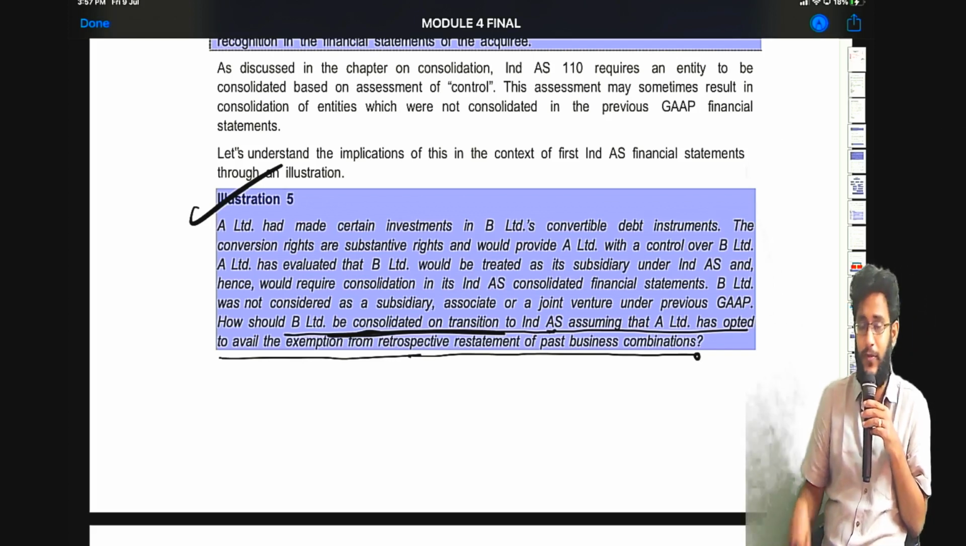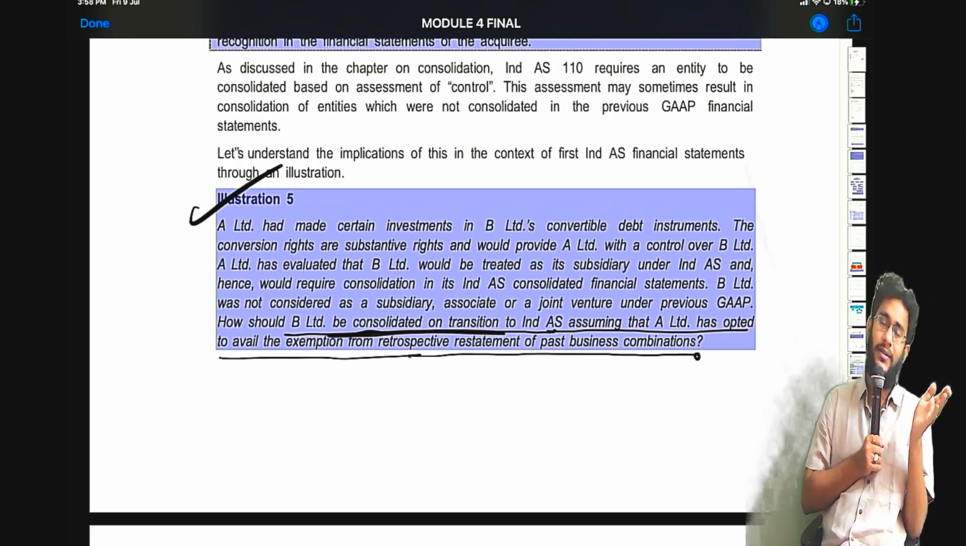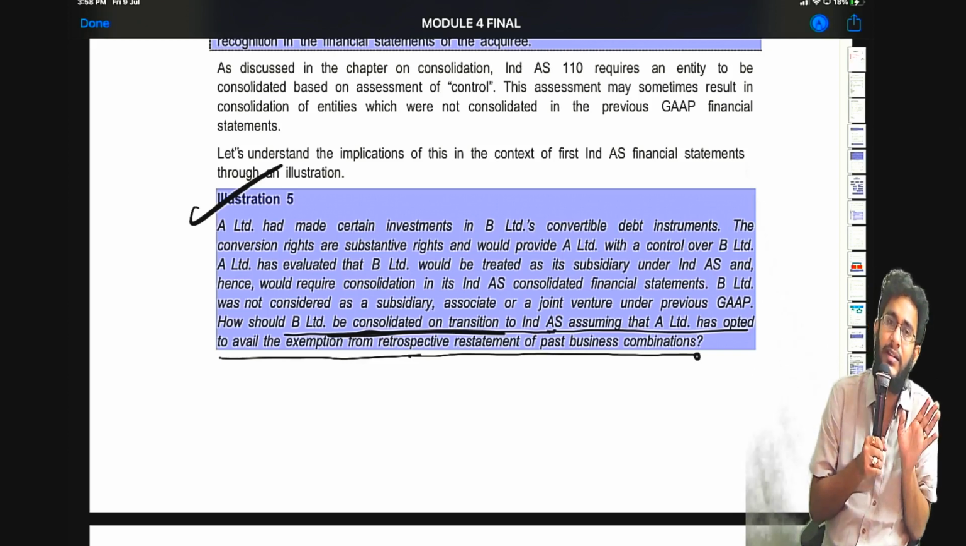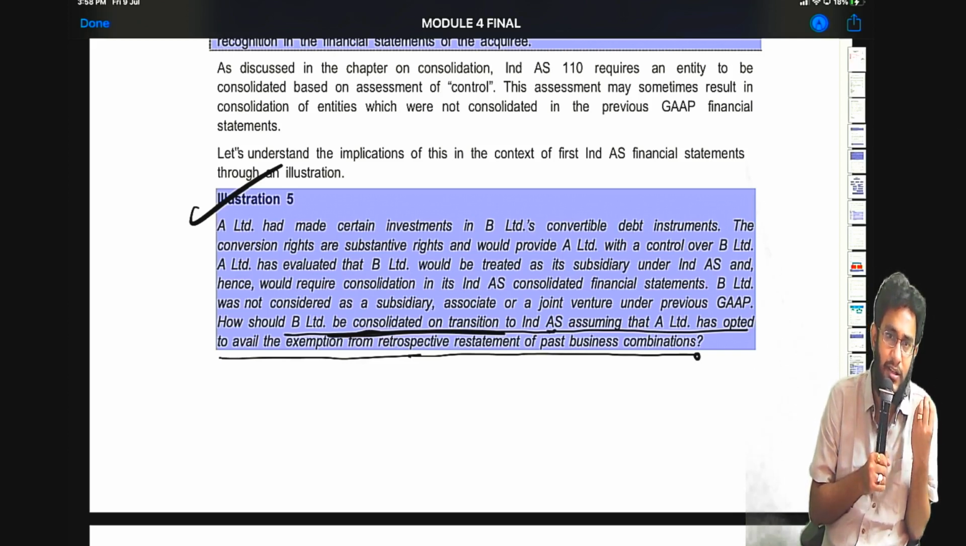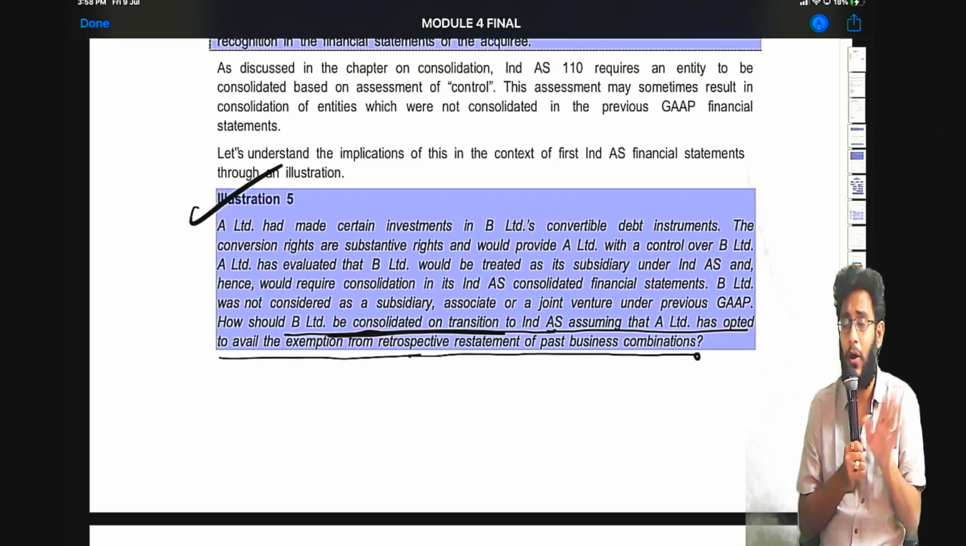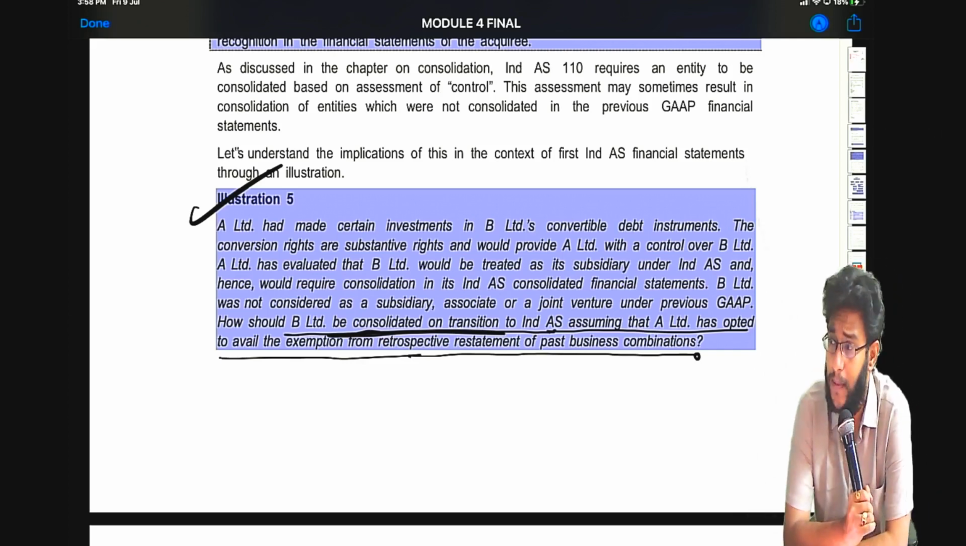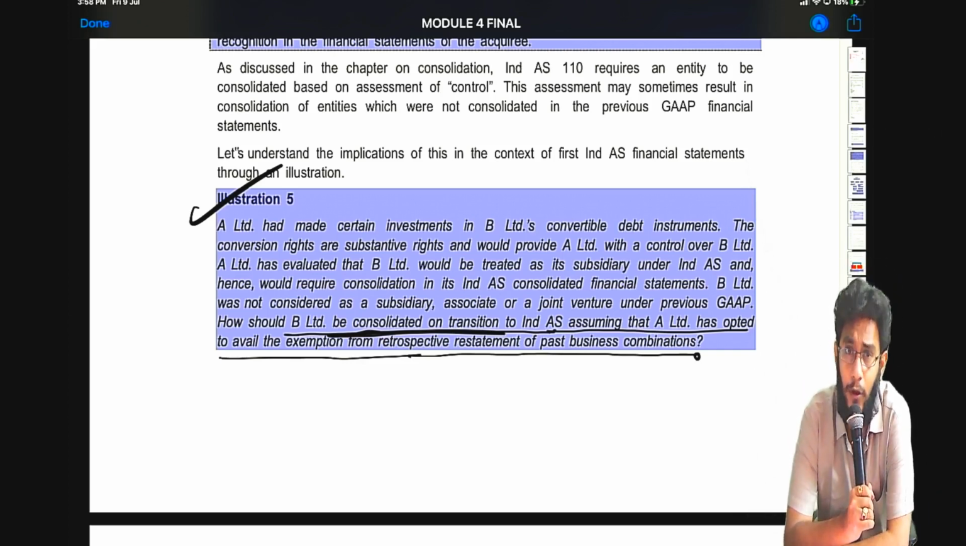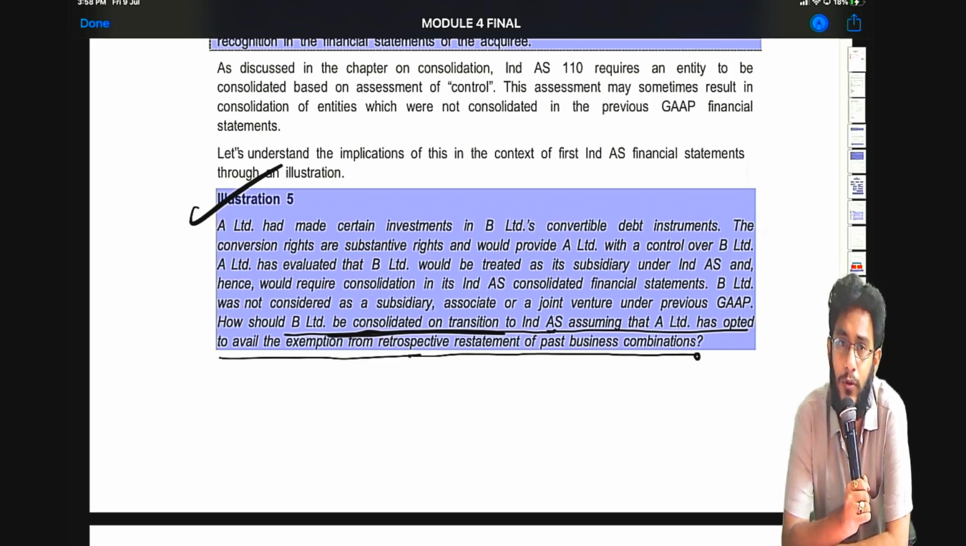So observe now, in the past, AS 14, we never treated it as a business combination and therefore consolidation never happened. But on the date of transition, you realized that B Limited is your subsidiary and you have to prepare consolidated financial statements right now. Now, how will you do this?